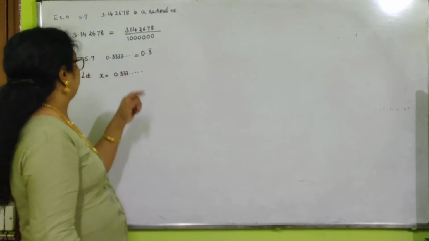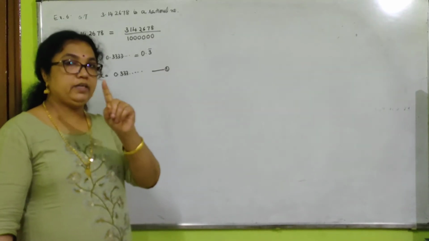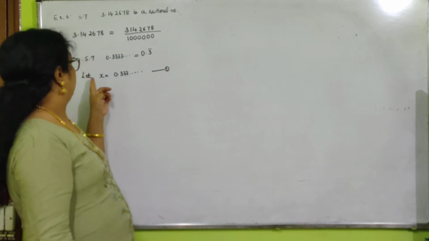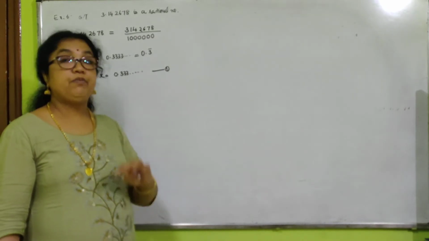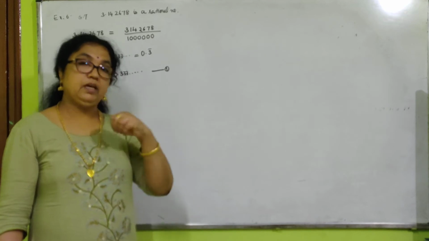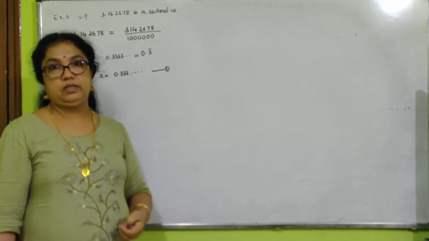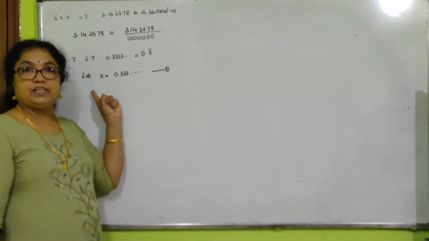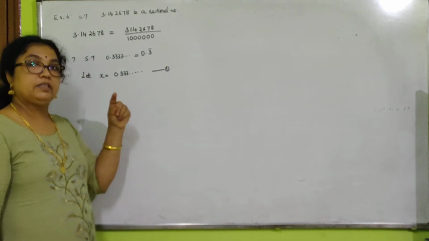So take this as the first equation, number 1. If only 1 digit is repeating, multiply both sides of this equation by 10. If 2 digits are repeating, multiply both sides by 100. If 3 digits are repeating, by 1000. In this way you do. So on multiplying, on the left hand side x becomes 10x.